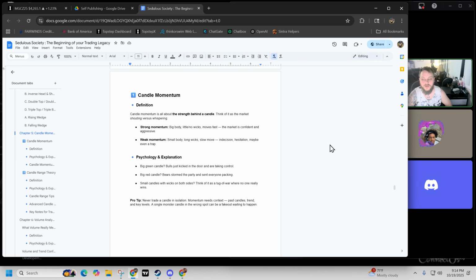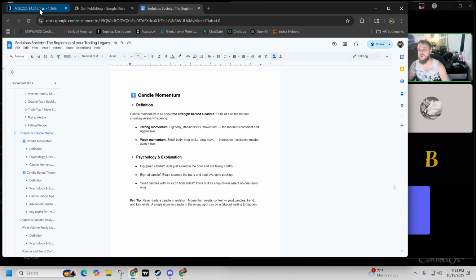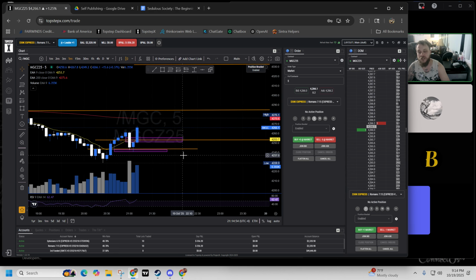When we're thinking about candlestick momentum, the bigger the candle, the bigger the body, the faster it moves, the more confident and aggressive the market is. The smaller the body and the longer the wicks, the more indecision, hesitation, and confusion, where you can see a trap or exhaustion, right? So we're looking for big-bodied and small-bodied candles. We're going to correlate those and put them together, creating confluences so that we can see each candle. As each candle gets bigger and bigger, it's going to start to tell us about that candlestick.